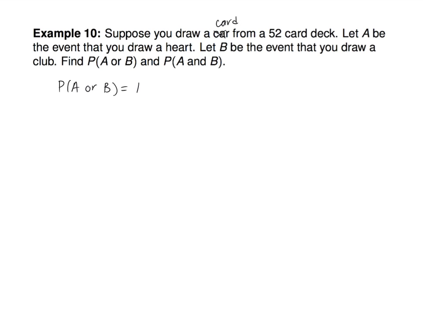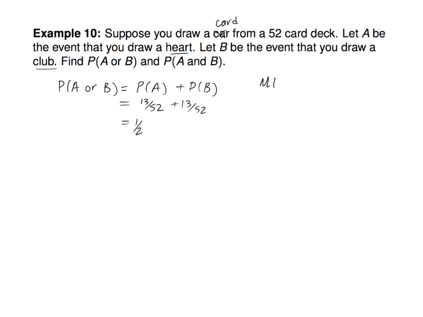Are these things mutually exclusive? Do they have anything in common? Heart, club. There's nothing in common, which means they are mutually exclusive. So I think that's just going to be a half, isn't it? 13 out of 52 plus 13 out of 52, which is a half.